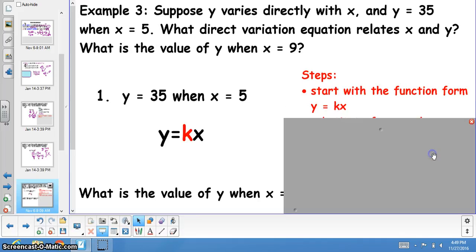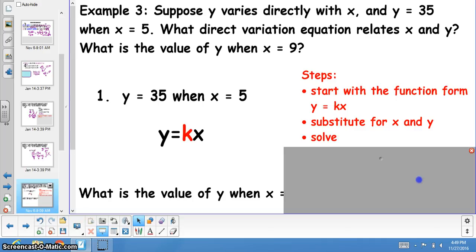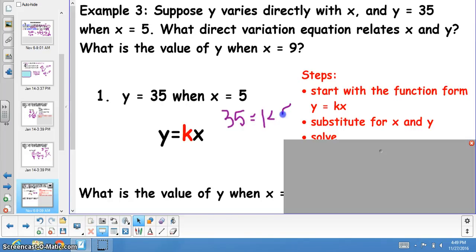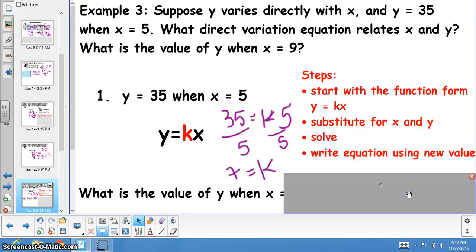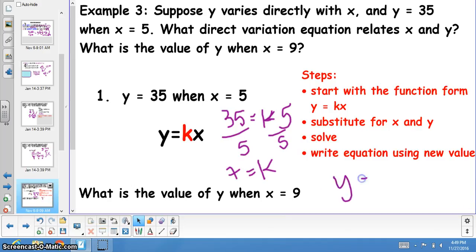Step 1, start with the function form y equals kx. Substitute for x and y, and then solve. All right, so y is 35, because it told me to substitute. We don't know k, but we know x is 5. Solve. So what variable am I solving for? Solving for k. Divide both sides by 5. 7 equals k. Then it says write equation using new value. So y equals 7x, because that is my new value.